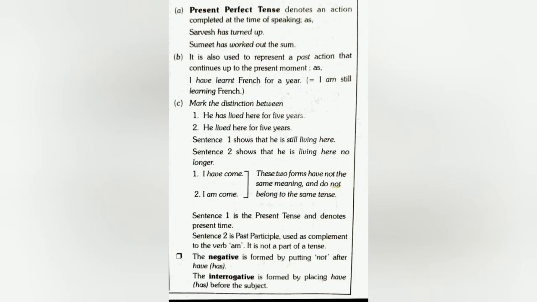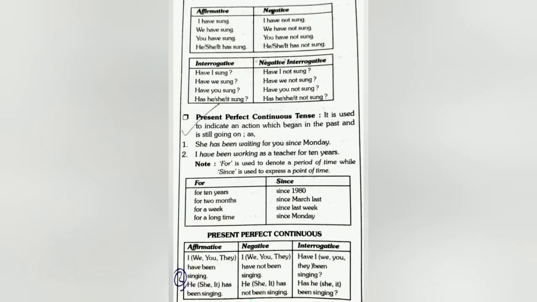Next we have present perfect continuous tense. Present perfect continuous tense is used to indicate an action which began in the past and is still going on. For example, she has been waiting for you since Monday. I have been working as a teacher for 10 years. You can even have a look at the table of present perfect continuous showing affirmative, negative, and interrogative sentences.